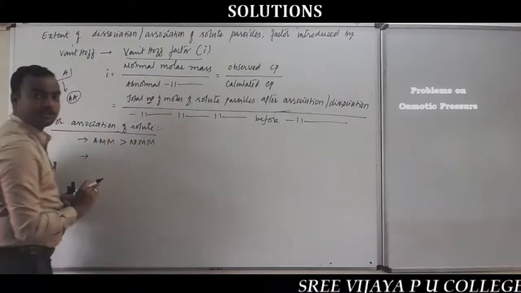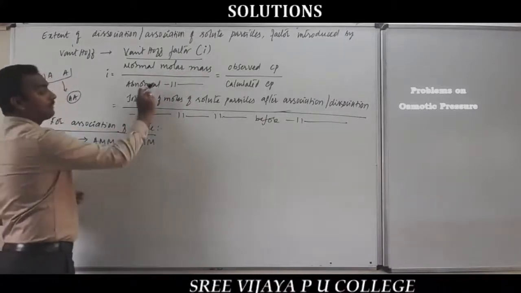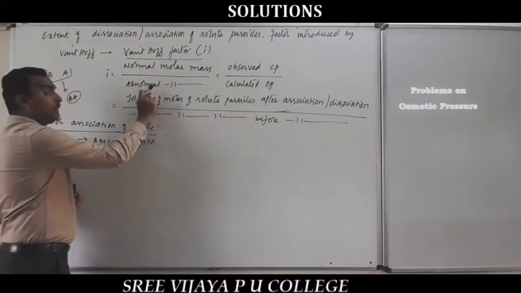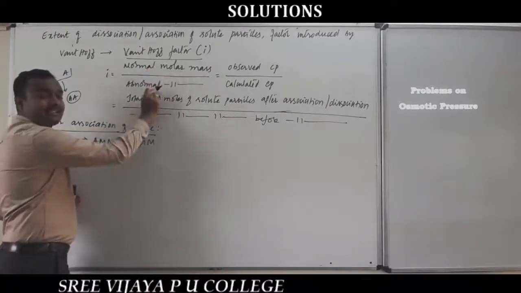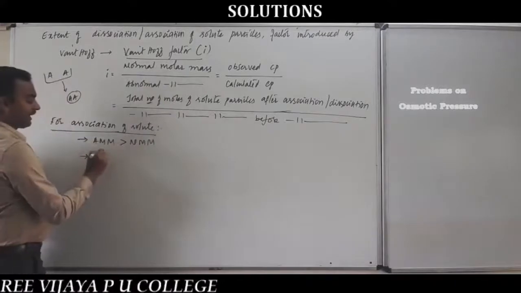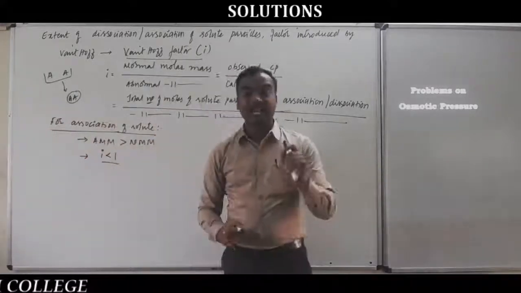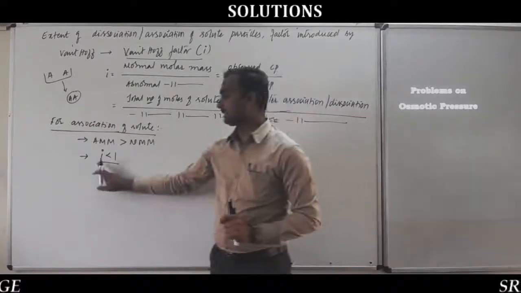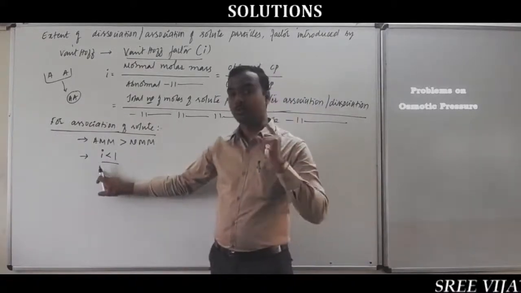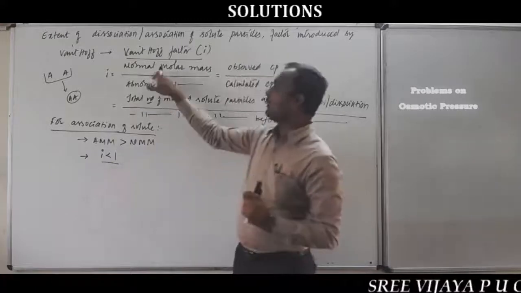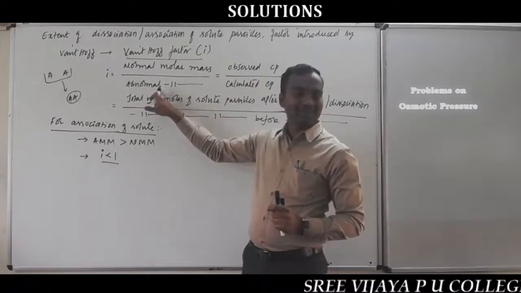Which one is greater? The abnormal molar mass is greater. Where is the abnormal molar mass? Here, in the denominator. If the denominator is greater than the numerator, the I value will definitely be less than 1. This is very, very important. What is the I value for association of solute? That is, I is less than 1. So don't try to memorize it blindly. It works like this: normal molar mass divided by abnormal molar mass, that is I.